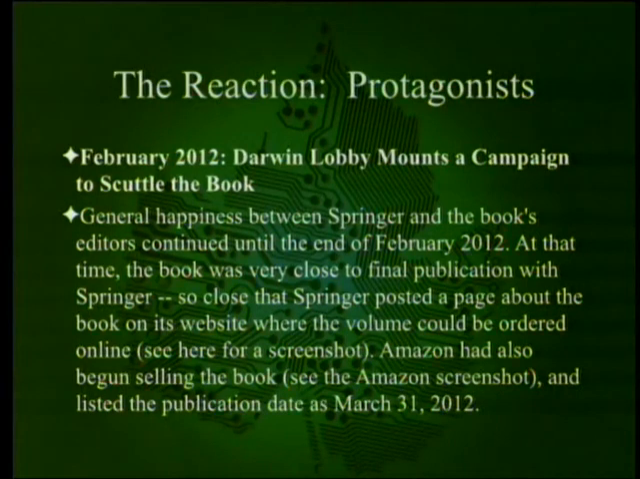At that time, the book was very close to final publication with Springer, so close that Springer posted a page about the book on its website where the volume could be ordered online. See here for a screenshot. Amazon had also begun selling the book. See the Amazon screenshot. It listed the publication date as March 31, 2012. They were within a month and a few days of getting it actually published.